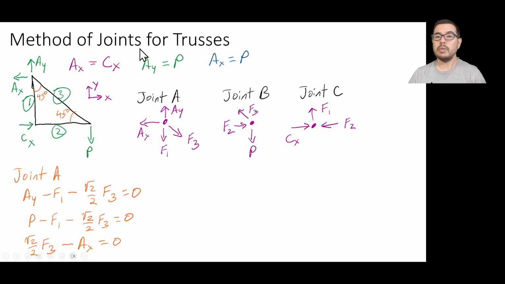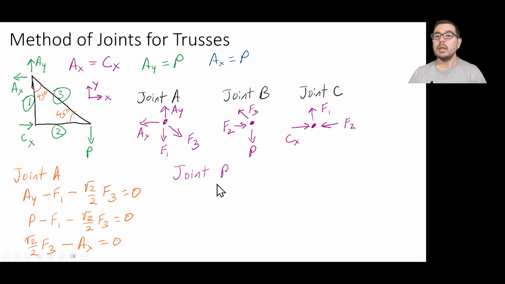From our previous treatment of external equilibrium, we have AY equal P. So we can substitute P in here, and this is the equation that we get for the forces in the y direction. Looking down, this is then equilibrium in the x direction. So now AX is going to be in the negative because it's in the minus x direction. And we have a component in the x direction, once again, square root of 2 over 2 times F3.